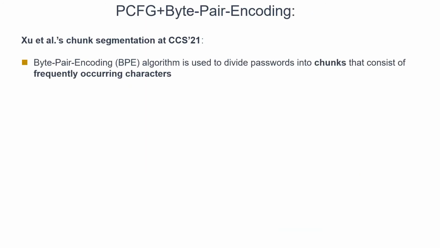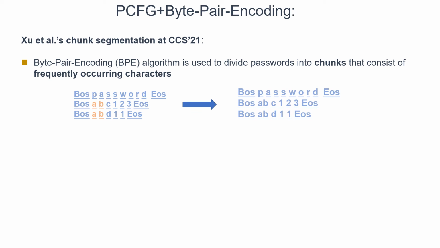Next is chunk segmentation, used at CCS21. It uses the byte pair encoding method to divide passwords into chunks that consist of frequently occurring characters. For example, if there are 3 passwords in total and each character is considered as a chunk at first, in each iteration, the 2 adjacent chunks that occur most frequently would be merged as one chunk until the average length of all chunks is greater than the threshold value. So for the first iteration, chunk A and B will be merged as one chunk.